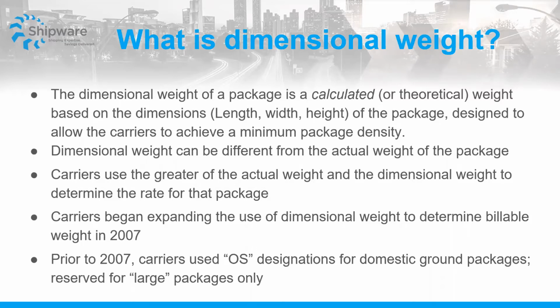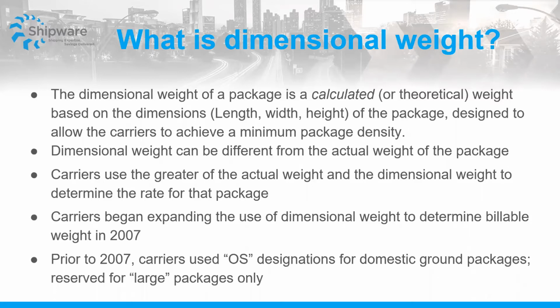So prior to 2007, UPS and FedEx were using what they called OS designations, OS1, OS2, OS3 on domestic ground packages. But those OS designations were reserved primarily for very large, very cumbersome packages. And I don't have those measurements handy, but it was designed to allow the carriers to get compensated for carrying very large packages that sort of clogged up the network.